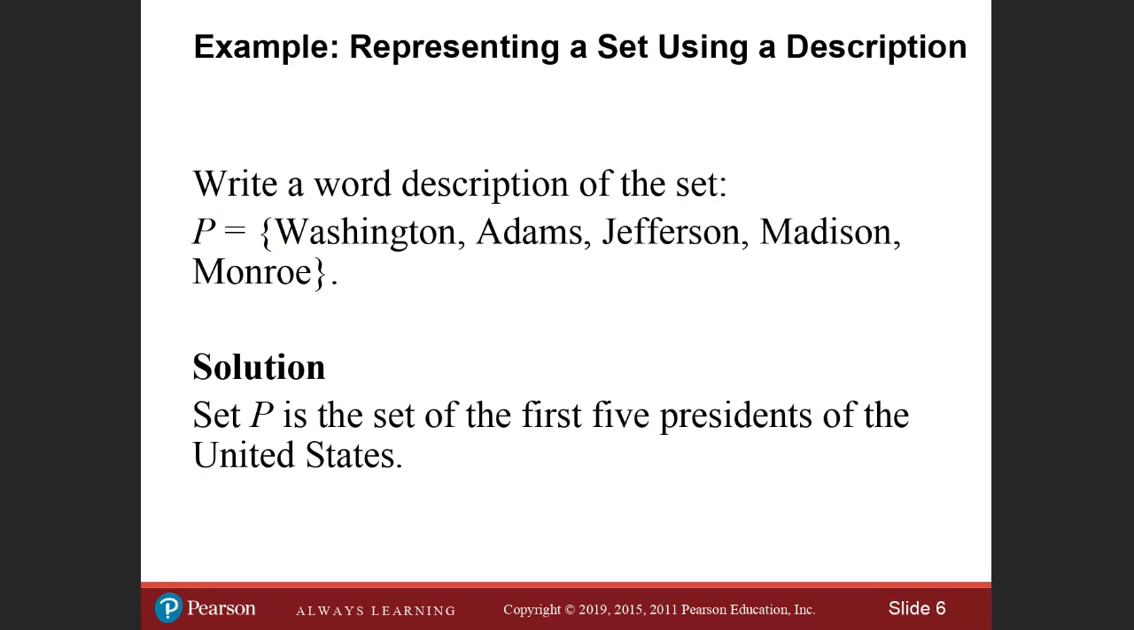Next, we have to know how you are going to represent a set. This is just an example. It says here, write a word description of the set. This is all about the first 5 presidents of the United States inside set P.